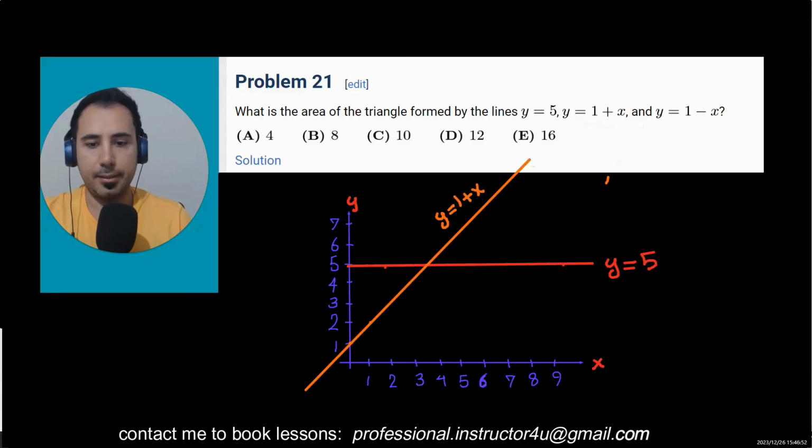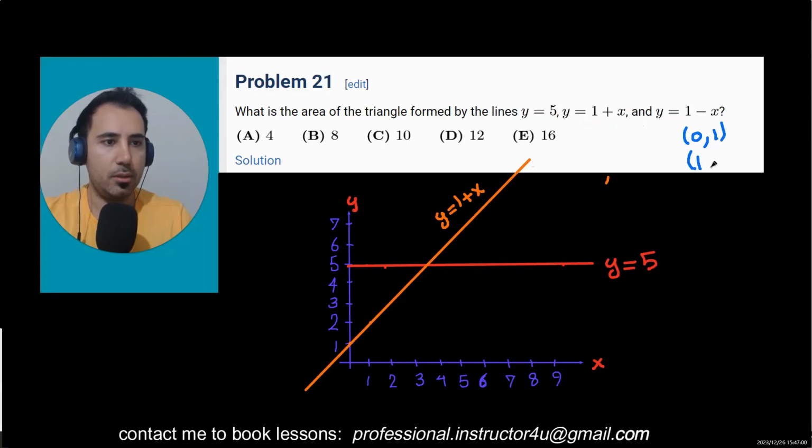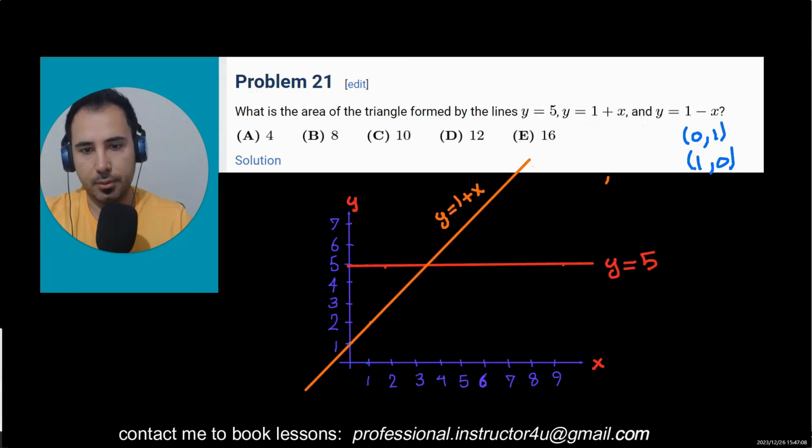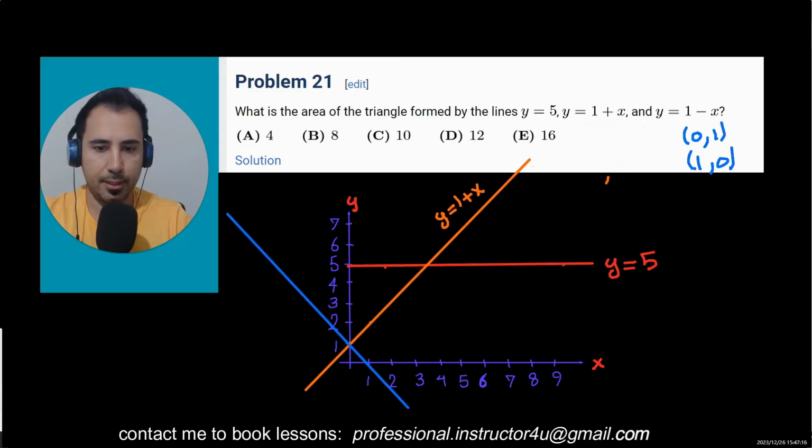Okay, and let me go blue. So for this one, if x is 0, y is 1. If x is 1, y is 0. So I'm going to get these 2 points here. So 0 and 1, 1 and 0. So I have to continue. Remember, it goes like this. If I continue it, see, there's no triangle because I didn't continue line 5 enough, so I have to increase it. Okay, so there you go.